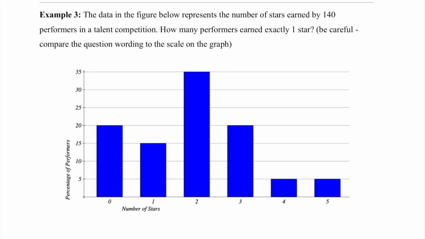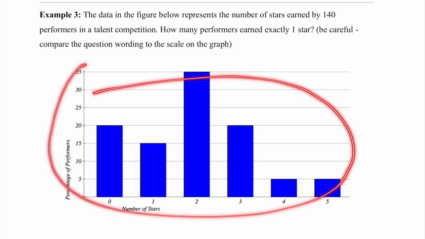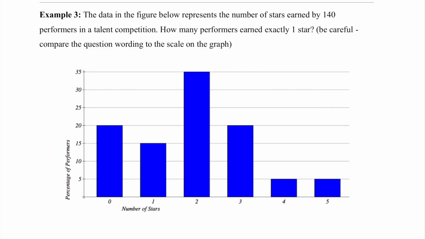Let's answer the question shown with a graph. The graph represents the number of stars earned by performers in a talent competition. A total of 140 performers participated. The question asks, how many performers earned exactly 1 star?